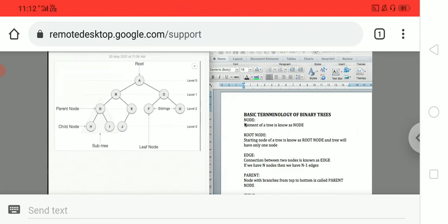So in this example, A, B, C, F, D, E, D are called nodes. In these nodes only the data will be stored.